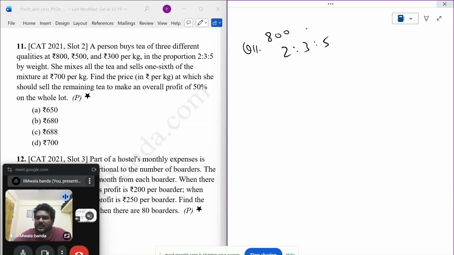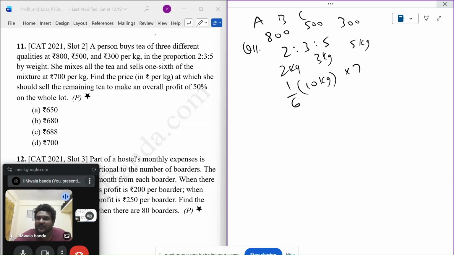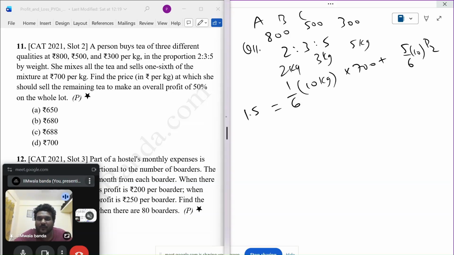Okay. Let's just write down whatever we have. She mixes them all and sells one-sixth of the mixture. Let's say the mixture total, you can assume it to be 2 kg, 3 kg, 5 kg, because we have ratios, so 10 kg. So one-sixth of it she's selling at 700 rupees. And let's say at P2 price she sells the remaining five-sixths of 10 kg. And her overall profit is 1.5 times of whatever she bought it for.